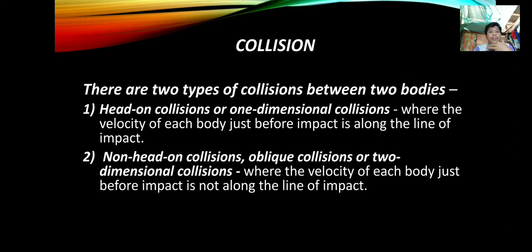So in collision there are two types of collision between two bodies. The first one is the head-on collision or one-dimensional collision, wherein the velocity of each body just before impact is along the line of impact. Second, non-head-on collision. It is the oblique collision or two-dimensional collision, where the velocity of each body just before impact is not along the line of impact. So in head-on collision, the line of impact is also along the body. And in the second one, the non-head-on collision, each body before the impact is not along the line of impact.